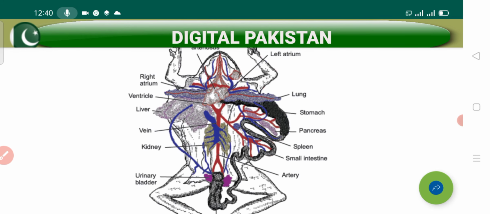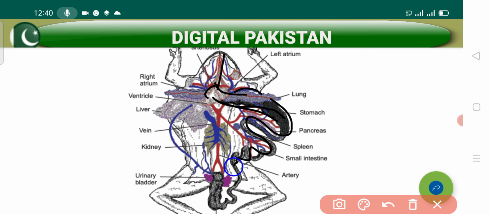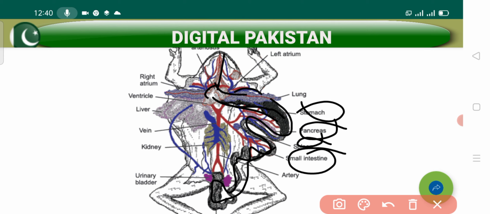So you can see here, let me explain to you, student, this is the internal structure of the frog, and you can see that this one is basically the digestive system. This one is the whole digestive system of the frog, and this digestive system is made up of stomach, pancreas, spleen, small intestine. Urinary, this is something else. Okay, now the urinary system, these are the urinary bladders.